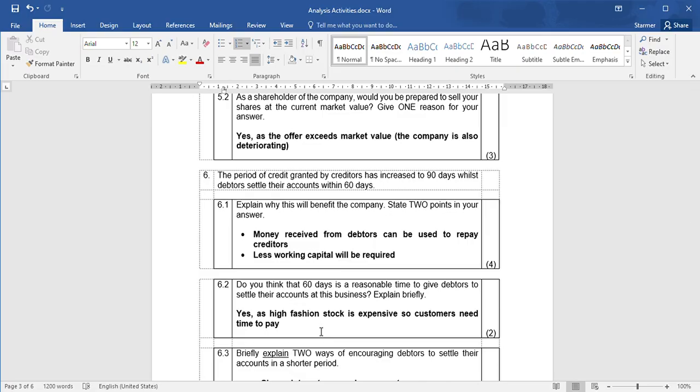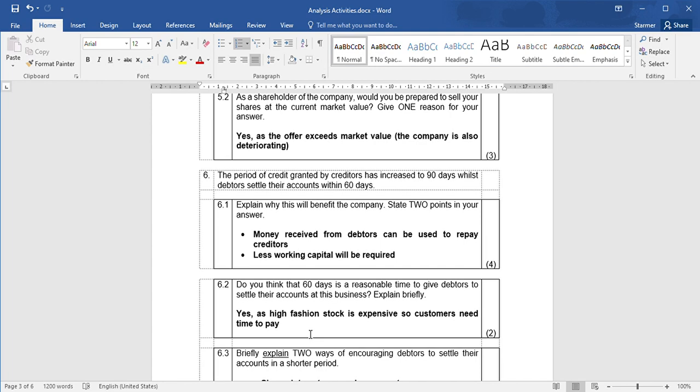Please remember one thing here when you're doing analysis. You can actually disagree with the answer here, and you can say no, debtors should be able to pay their accounts within 30 days because they should be able to afford to pay for the clothing that they are purchasing, something along those lines. You will get full marks for that. Just remember to back up what you are actually saying.